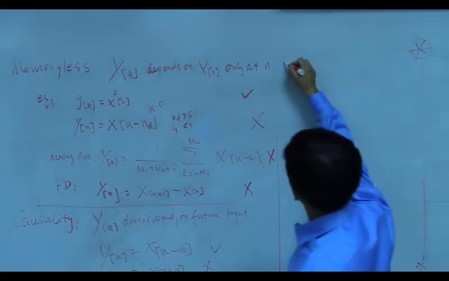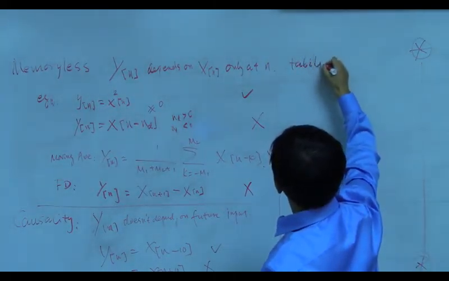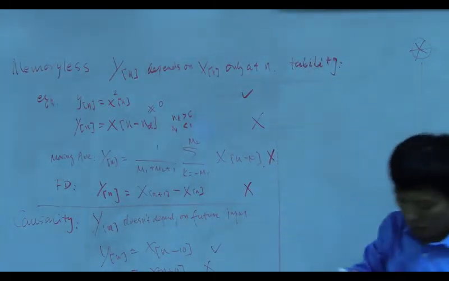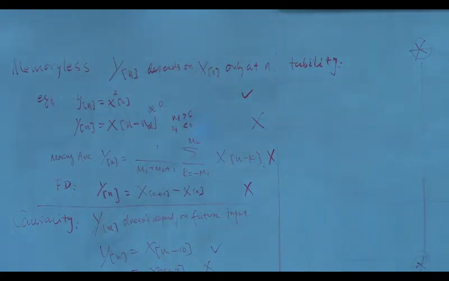Alright, next one is stability. I ask somebody to state what is a stable system. Okay, if the input is bounded, that is very important, then the output is bounded. If this is satisfied, then this is a stable system.